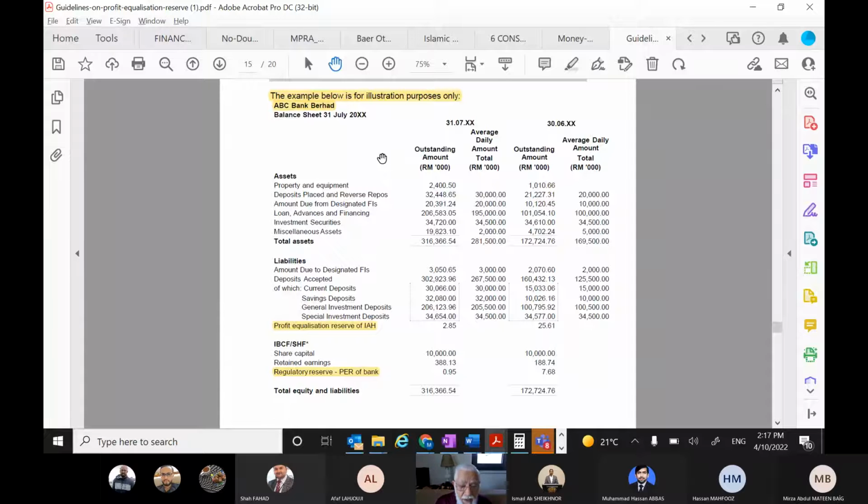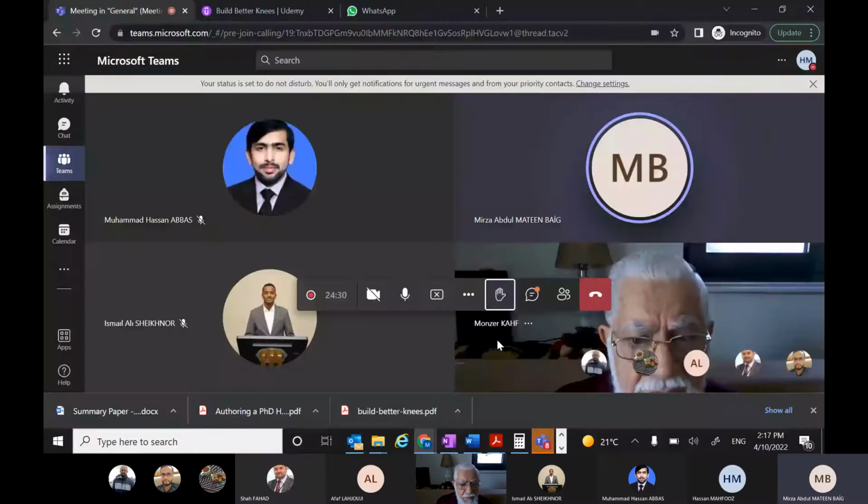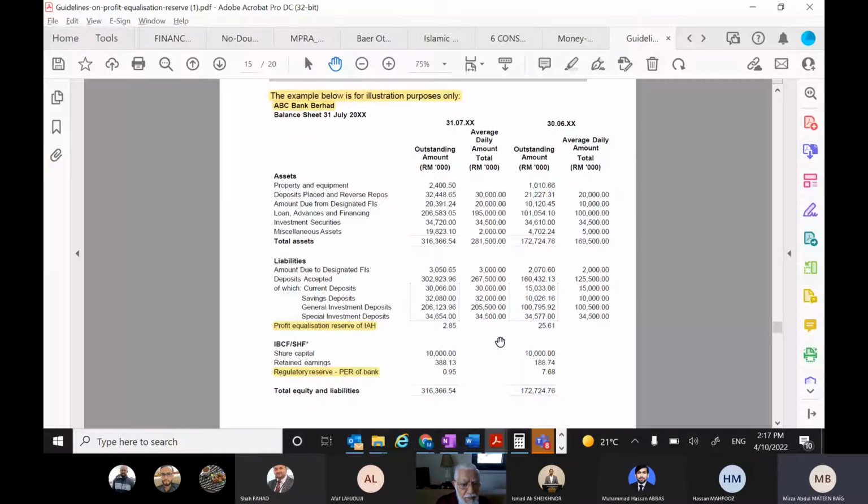May I add something, Professor, with your permission? Mateen Beg, yes, please. It is a regulatory requirement in Pakistan that 50% of the PER will go in the liabilities and 50% will go into the reserves. Here in Malaysia it is 75% in the liabilities and 25% in the reserves of the total amount, while we have 50-50% in Pakistan.